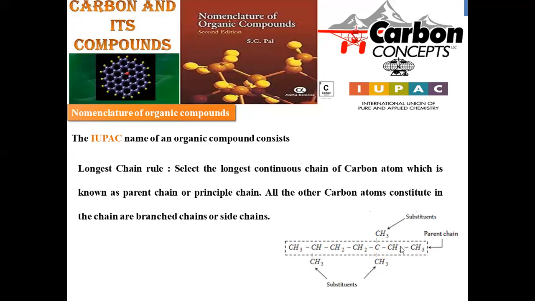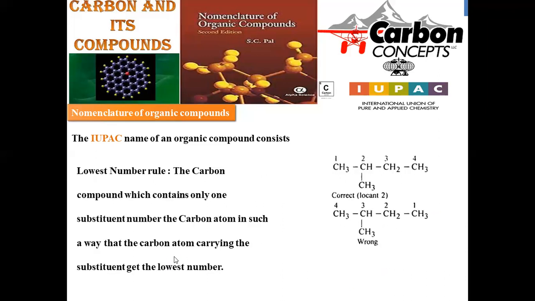So the parental chain length is 7, so the root word will become hept, and it will become heptane. So trimethylheptane is the IUPAC name in accordance with all the regulations provided here, right? So this is the longest chain rule. We have to take the longest chain as the parental chain.